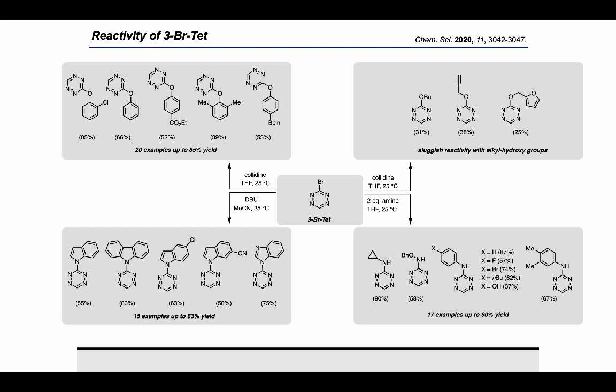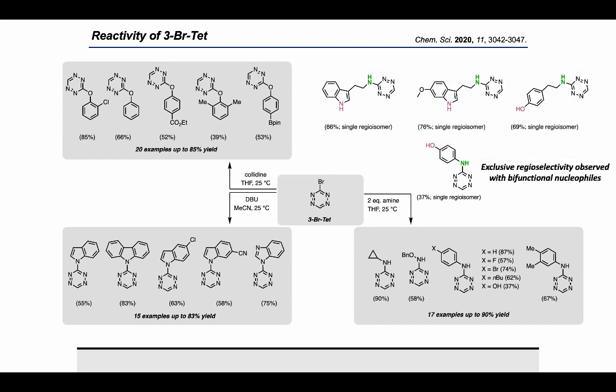Interestingly, also for indoles, the reaction was found to happen at the nitrogen and not at the more nucleophilic 3 position of the indole. Lastly, we examined amines as nucleophiles and also here found that the reaction works smoothly using 2 equivalents of amine and thus producing aminotetrazines in good yield.